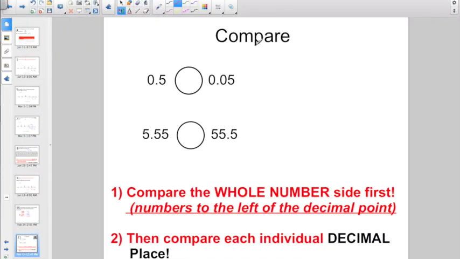Here we have to go and compare. Remember, when we're comparing decimal numbers, compare the whole number side first. Numbers to the left of the decimal point. So here I have a 0. Here I have a 0. So it's still a tie, right? Here I have 5 in the tens place. Here I have 0 in the tens place. 5 is greater than 0. Go ahead and compare the whole number side first. Here I have 5 in the whole numbers place. Here I have 55. We've been doing these problems since we were in first grade. What's bigger, 5 or 55? 55 is greater, right? So 5 and 55 hundredths is less than 55 and 5/10.